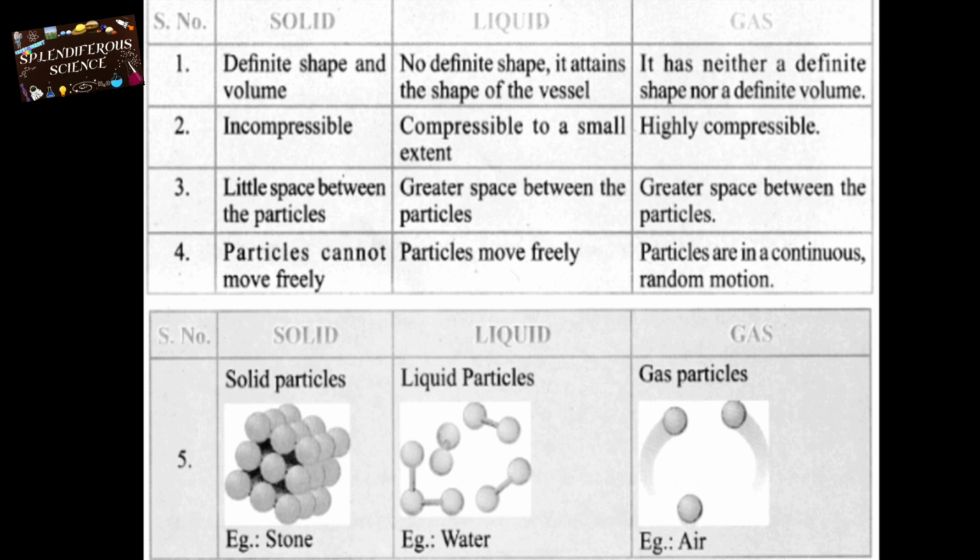Fourth point, particles in solid cannot move freely. In liquids, the particles move freely, and in gases, particles are in continuous and random motion. So these are the four differences, and the fifth one we have the example as stone, water and air for the respective states of matter. For solid we have stone, for liquid we have water, and for gas we have air, and we have represented them by the diagram.